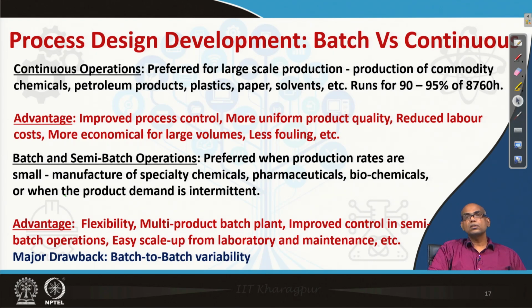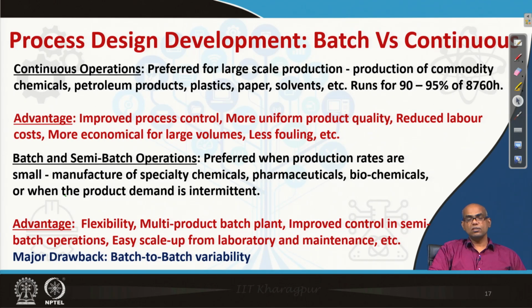Batch processes also offer several advantages such as flexibility. You can use multi-product batch plants, improved control in semi-batch operations, easy scale up from laboratory and maintenance, etc. However, a major drawback for batch operations is batch to batch variability. So, a very strict process control must be in place for batch operations, otherwise it will lead to batch variability.